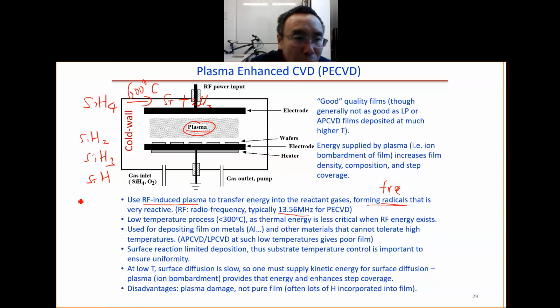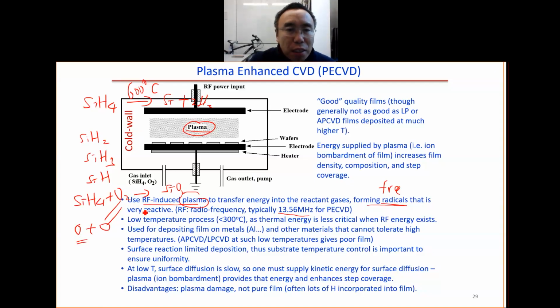Then for the deposition of silicon oxide, when we have the plasma, the oxygen becomes O plus O. Those atomic oxygens are much more reactive than the oxygen molecule. So this is the role of the plasma: we can do the deposition at a low temperature because we no longer need thermal energy for the chemical reaction. Low temperature is good for metal such as aluminum, because we know aluminum will melt.